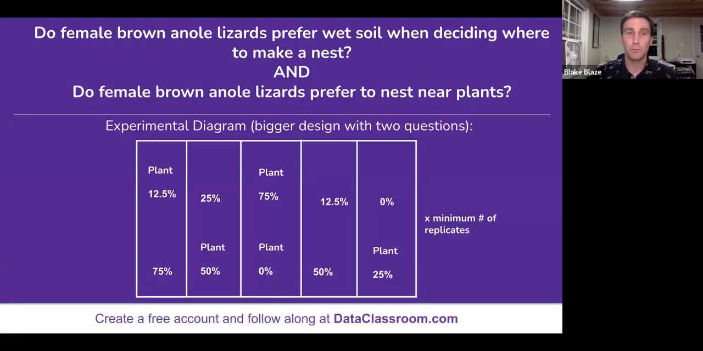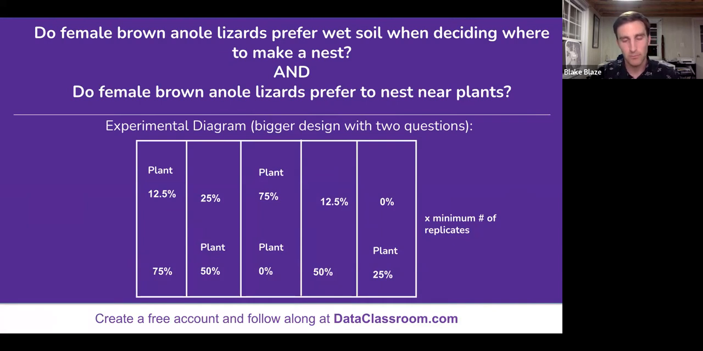To get a little bit of practice with the rules and the art of graphing, we're going to consider an experiment that Aaron did with his high school classrooms while he was in the Chicago public schools. They sought to answer the research questions: do female brown anoles lizards prefer wet soil when looking to make a nest? And do female brown anoles lizards prefer to nest near plants?